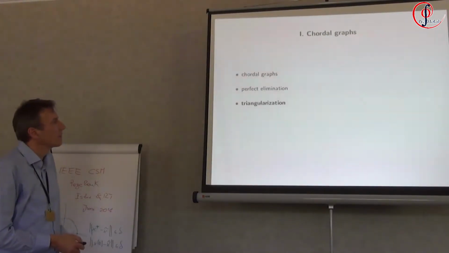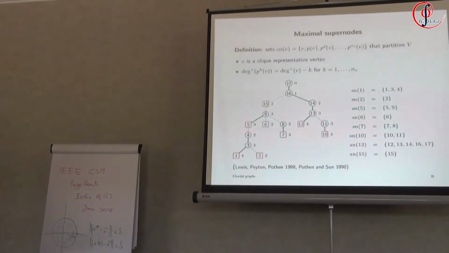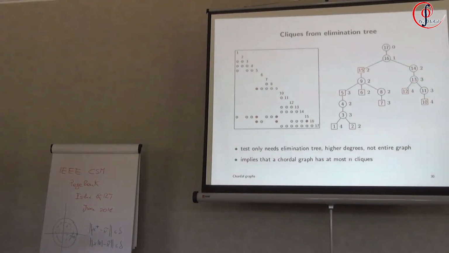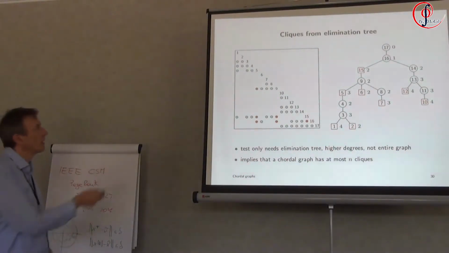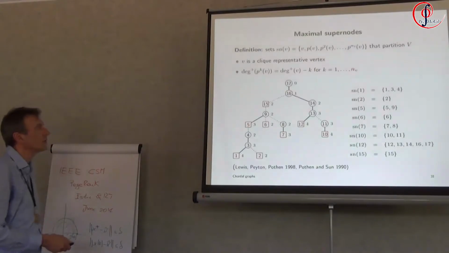So that's enough of this. An important thing that I forgot to mention: the fact that you can identify all the cliques in the graph with a representative vertex again proves that a chordal graph can have no more than n cliques. Because every clique is represented by one vertex, and finding all the cliques in the graph just requires finding all the representative vertices.